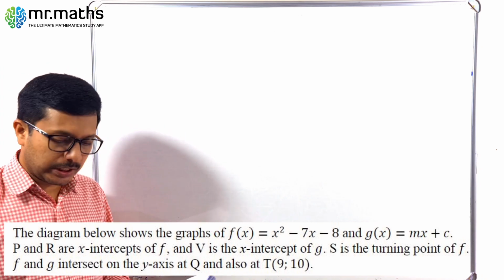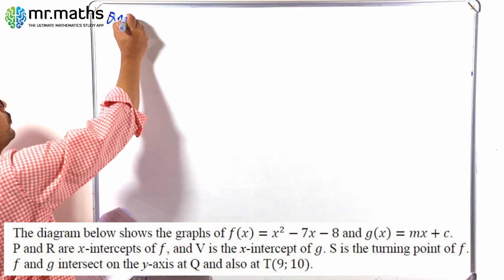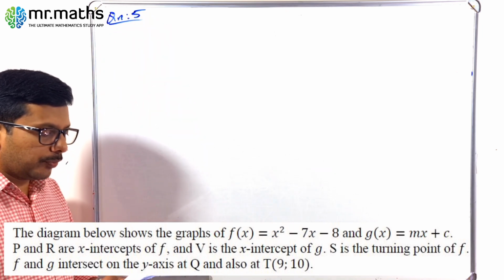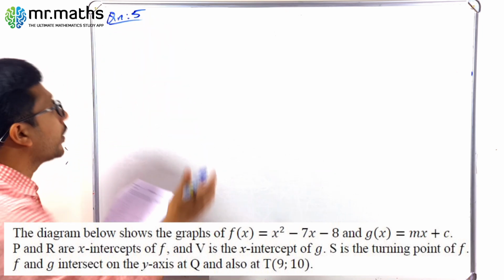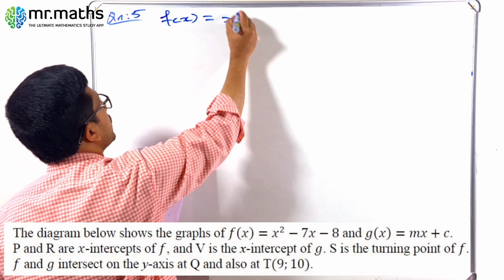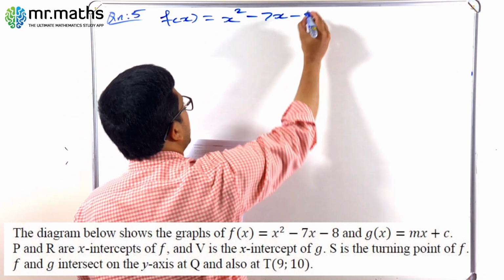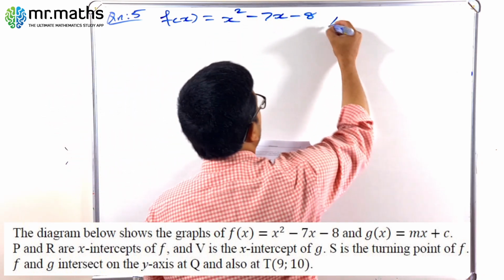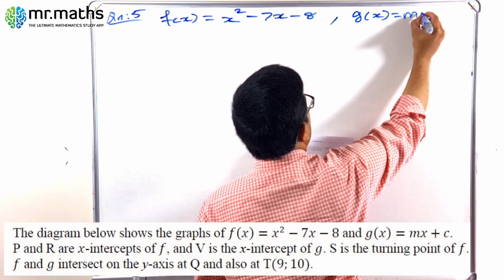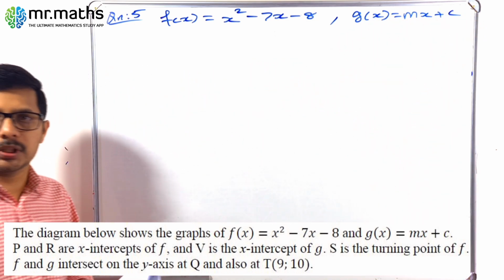Okay, let's move to the next question, question number 5. What is that question? The diagram below shows the graph of f of x equals x squared minus 7x minus 8, and there is another equation given: g of x equals mx plus c. So there are two equations given.